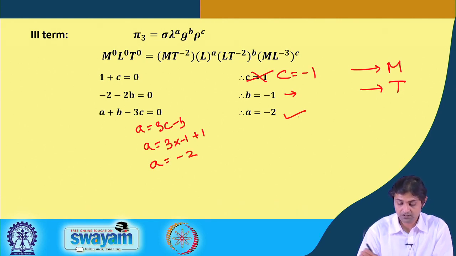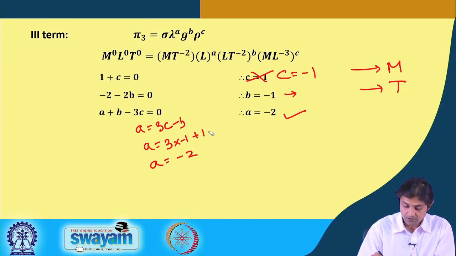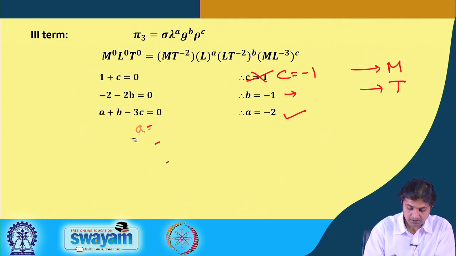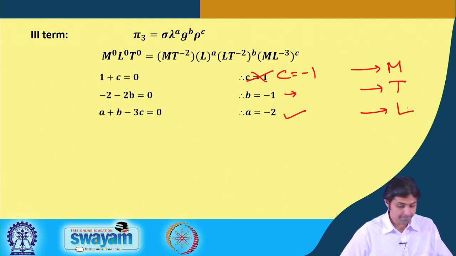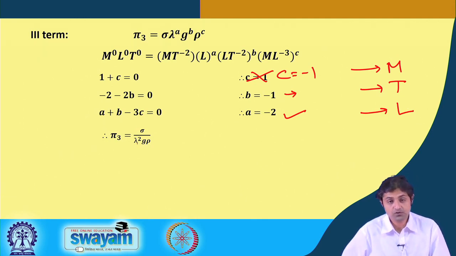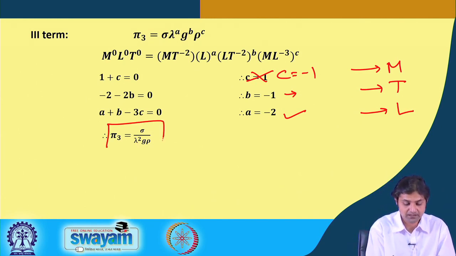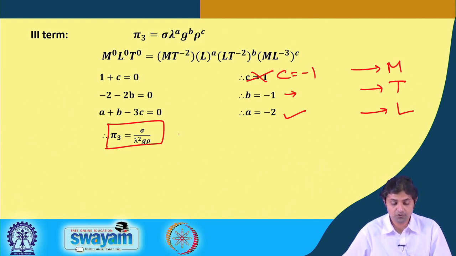So, this is also correct. Sorry for the error here, but the calculation for c should be minus 1, and this is computed by equating the exponents of M, all right. So, pi 3 is sigma by lambda squared rho g. So, this is another pi term. So, we have found pi 1, pi 2 and pi 3 using this Buckingham pi theorem.